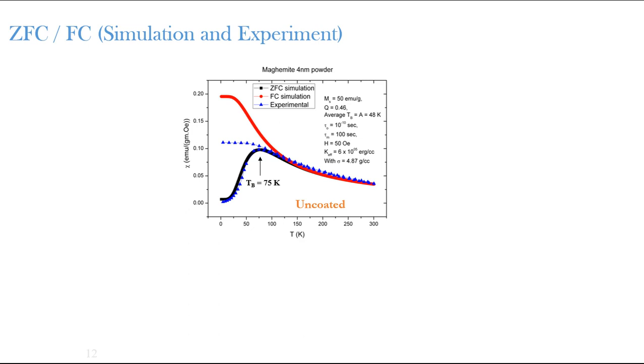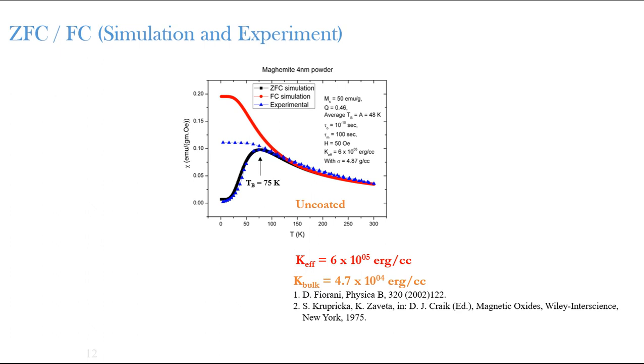So here's an example of a simulation and the experiment for maghemite nanoparticles of 4 nanometer. The blue up triangles are for the experiment, and the black and the red curves are the simulation curves. You can see the simulation works very well for the zero field cool curve, but there is deviation below TB for the field cool curve, between the experimental and the simulated field cool curve.